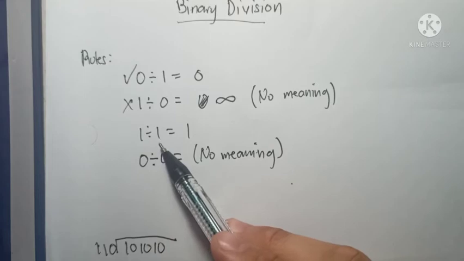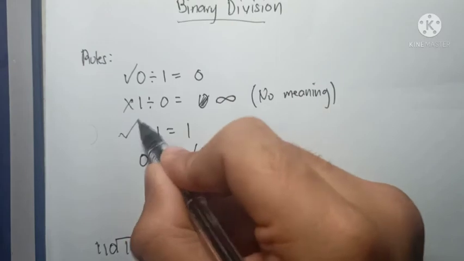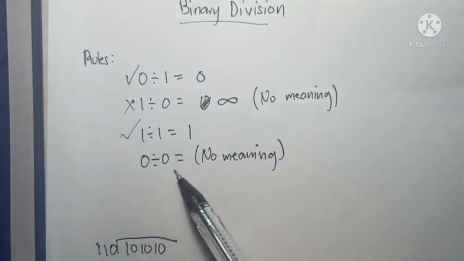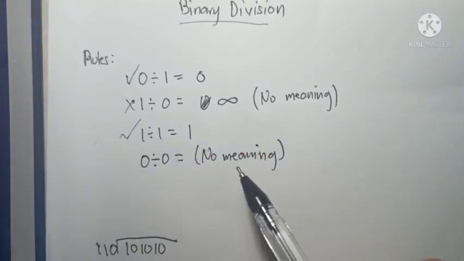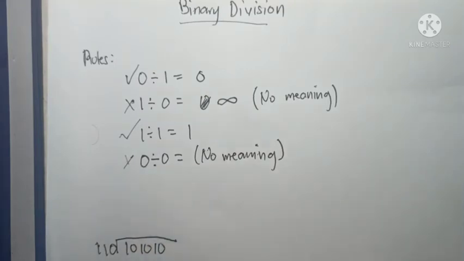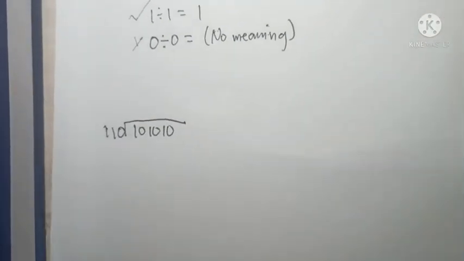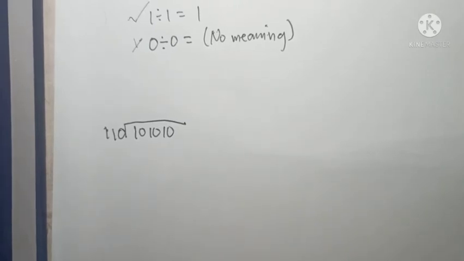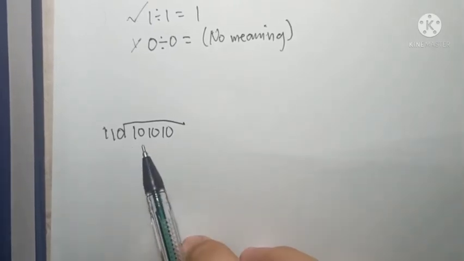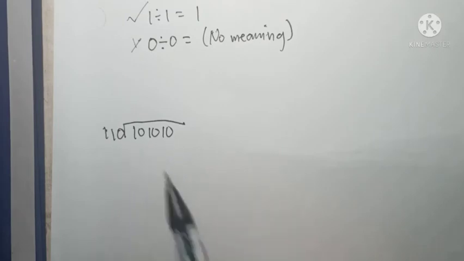1 divided by 1 equals 1. 0 divided by 0 equals no meaning, so we will not be using this rule. Now these are the rules we are using in the binary division method. So we will have this problem here: 101010 divided by 110.